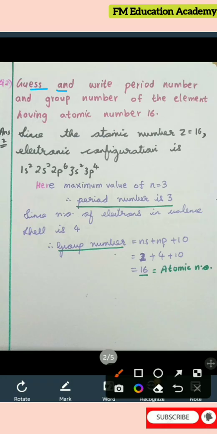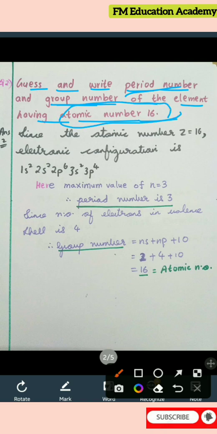Second question is guess and write period number and group number of the element having atomic number 16. So in this question we have to write period number and group number, and it is given to us that atomic number is 16. So since the atomic number, we indicate atomic number by Z is equal to 16, for writing period number and group number, remember if we write the electronic configuration, we can write period number and group number. Now how to write electronic configuration? With the help of Moller's chart.